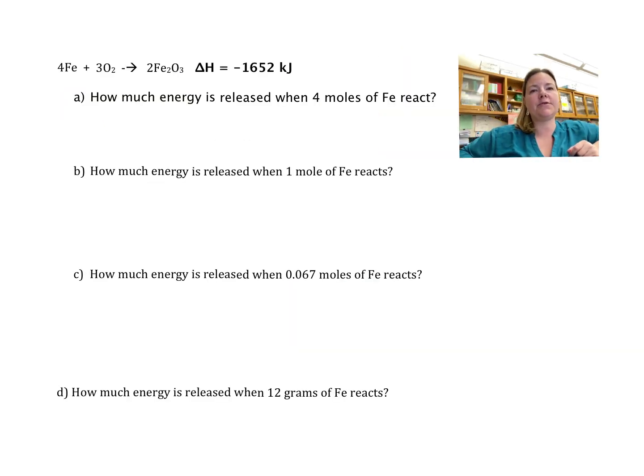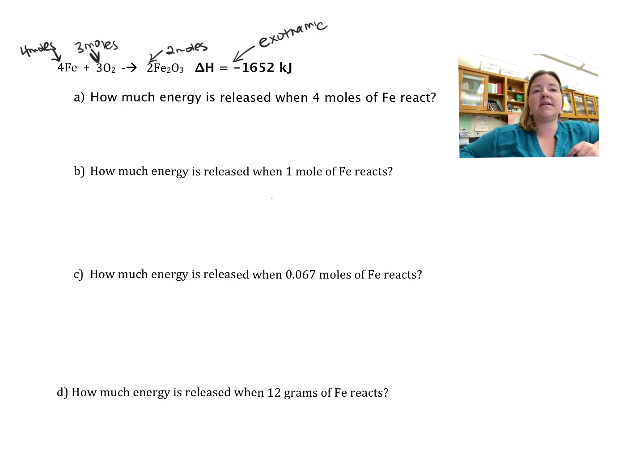All right, so the next one, again, remember, the balanced equation tells us how many moles. So this literally says that 4 moles of iron react with 3 moles of oxygen and produce 2 moles of iron oxide. Our enthalpy of the reaction is negative, so again, remember that tells us this is exothermic, and that tells us that energy is a product, that energy is exiting the system and being released.